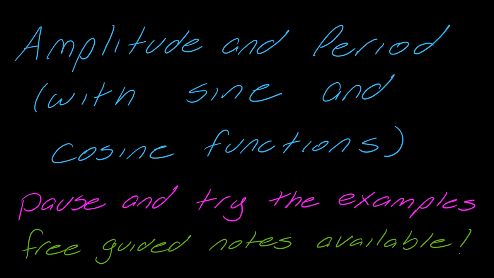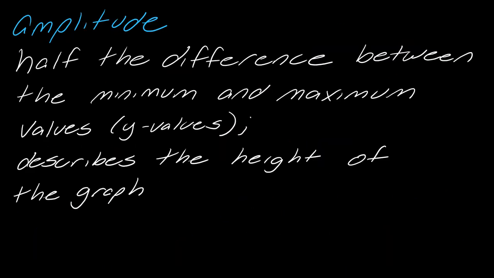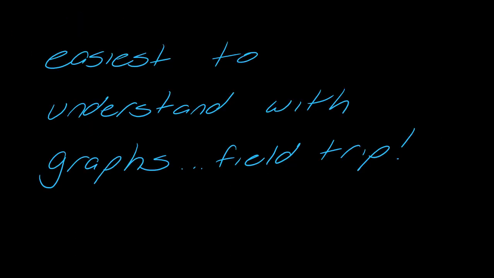So we're going to discuss amplitude and period as it relates to sine and cosine functions. So first, just to define amplitude. This is considered to be half the difference between the minimum and maximum values, meaning y values. So this really describes the height of the graph, and I think it's easiest to understand this with graphs.